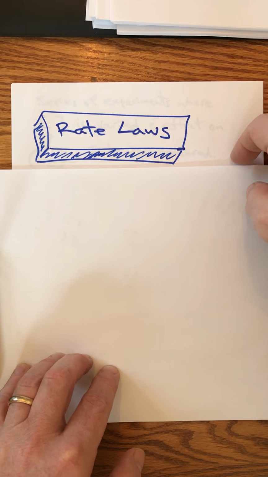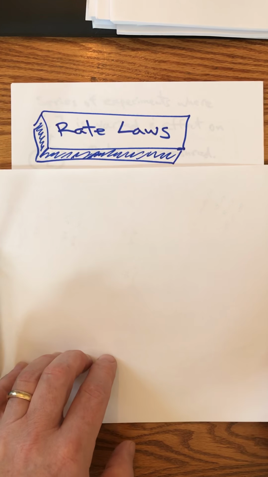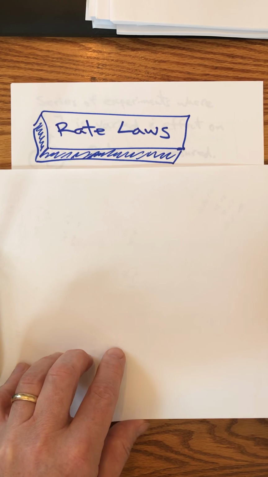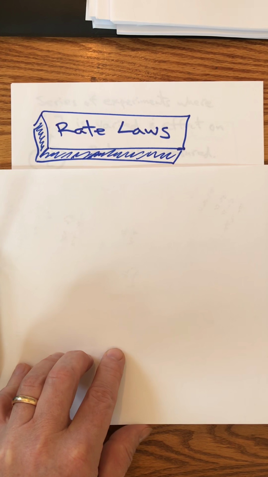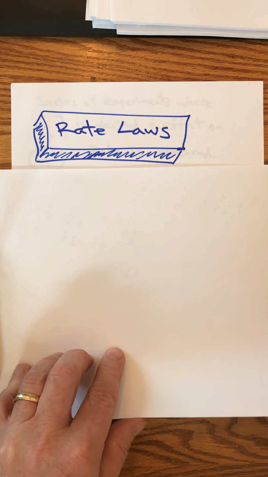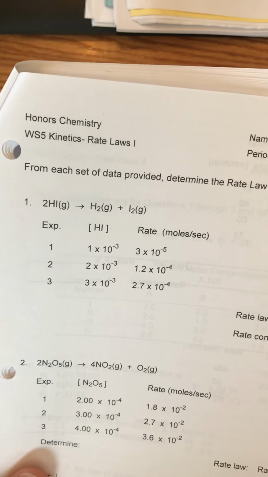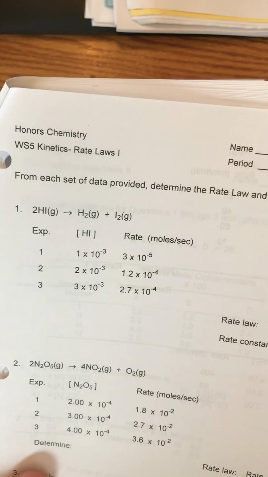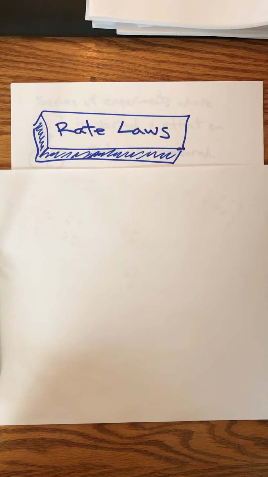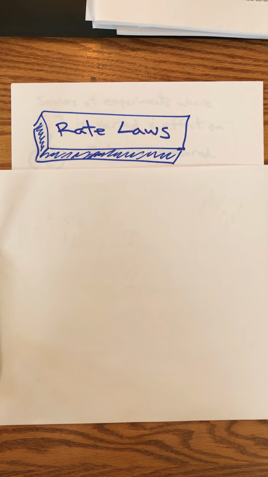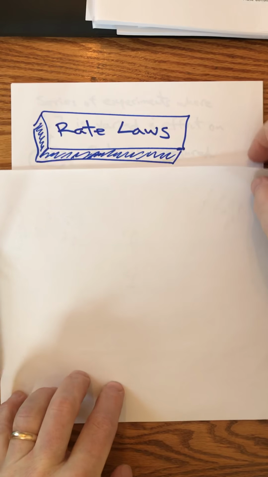Okay, time to get into the math. We're going to do our rate laws over this series of the next couple lessons. These are a little bit more challenging, so you're going to need your worksheet packet. We're going to go with worksheet 5, Kinetics Rate Laws number 1. You're going to want a calculator, and you're going to want your notebooks, because I think you're going to want to take some notes on this before we actually get into the math.